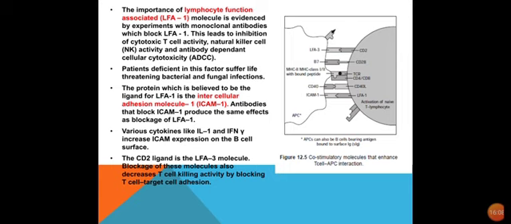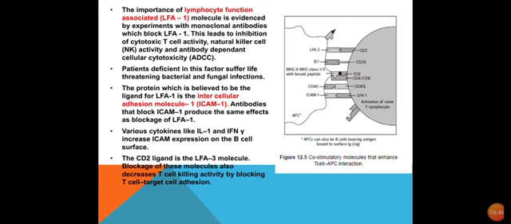LFA1. This leads to inhibition of cytotoxic T cell activity, natural killer cell activity, and antibody-dependent cellular cytotoxicity. Patients deficient in this factor suffer life-threatening bacterial and fungal infections. The protein which is believed to be the ligand for LFA1 is the intercellular adhesion molecule 1, ICAM1. Antibodies that block ICAM1 produce the same effects as blockage of LFA1.